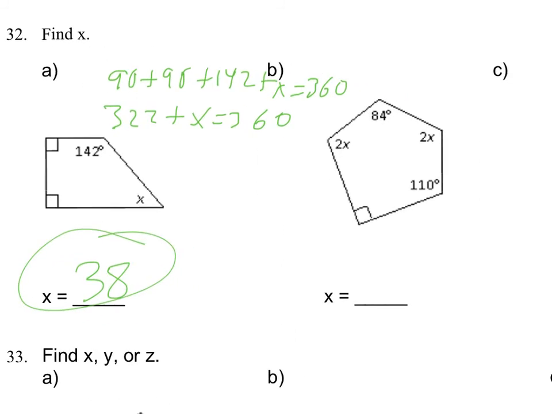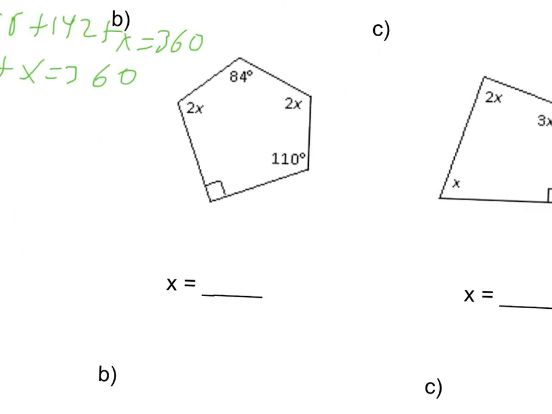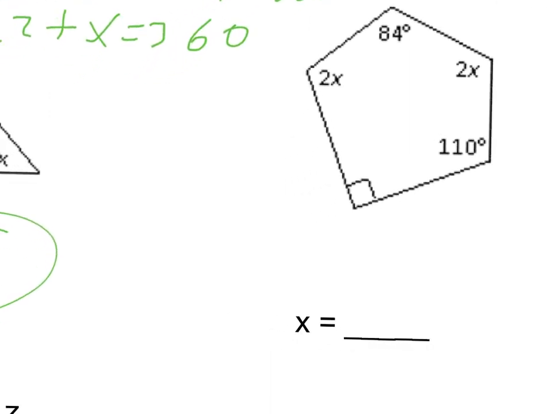Subtract 322 from both sides and x equals 38. The next one, this is not a quadrilateral, this is a pentagon. So instead of adding up to 360 degrees, it's going to add up to 540. How do we know that? We could do 5 minus 2 times 180, which is 3 times 180, which is 540 degrees.